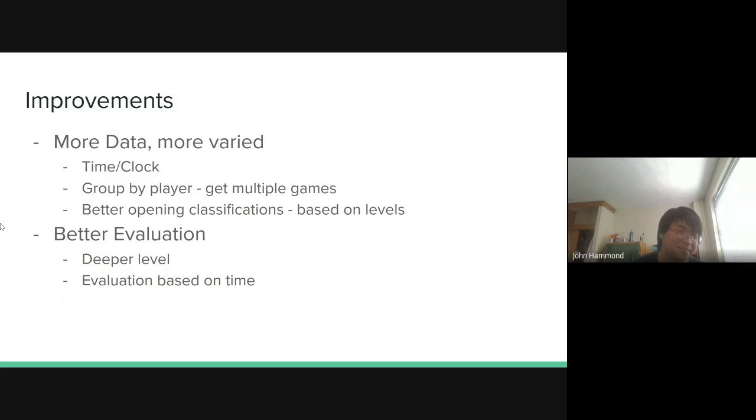I think I only did level equals 8 for Stockfish, whereas normally you do it like 20 at least for good evaluations, but I just don't have the time or the computing power for that. And then, like I said, evaluation based on time, maybe give players more leeway if they're short on time and less if they're at the beginning.